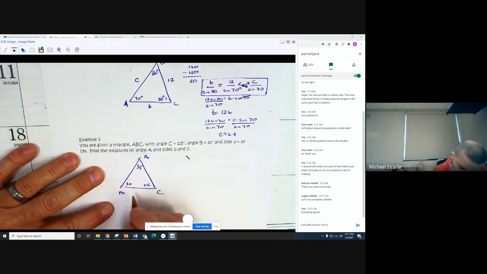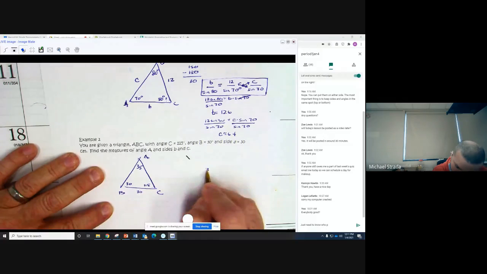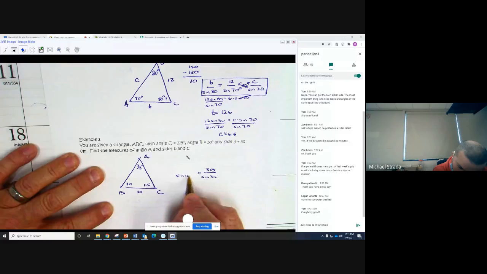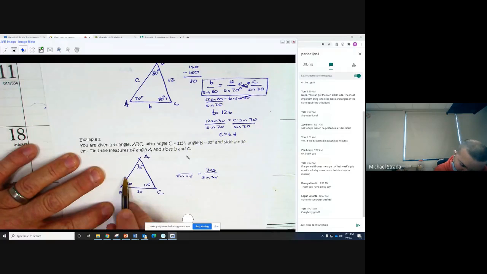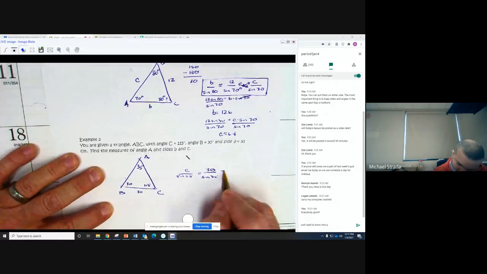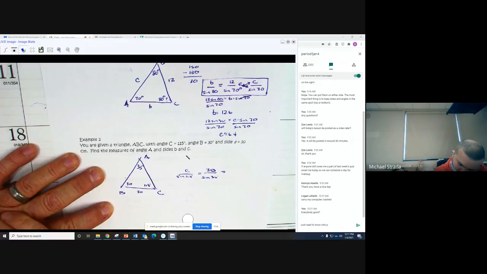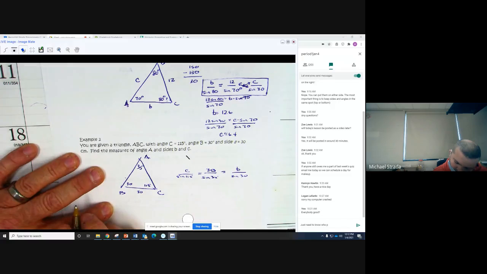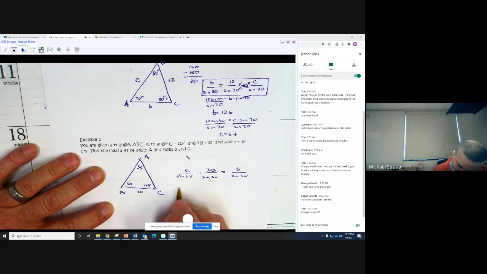All right, the one side they give me, which is a, which is down here, is 30. So 30 over sine 35 equals, maybe I put the 115 over there. Opposite the 115 is obviously going to be little letter c. And then the other angle is 30, so sine 30, and that would be little letter b. To get c, I would do 30 times sine 115 when I cross multiply, and I would divide by sine of 35.